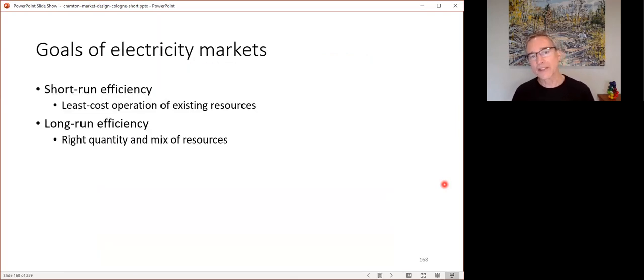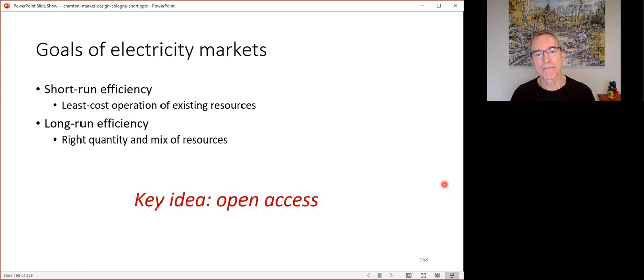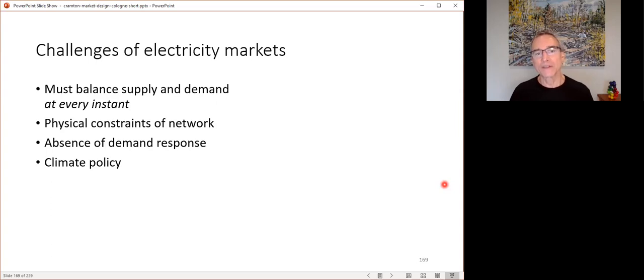So the goal of the electricity markets is reliable electricity at least cost. That is achieved first through short run efficiency, making the best use of the existing resources, and then secondly, long run efficiency. Having a spot market that produces prices that induce the right investments. So we end up with the right resource structure at the end of the day. The key idea to make this work is open access, and lots of challenges.